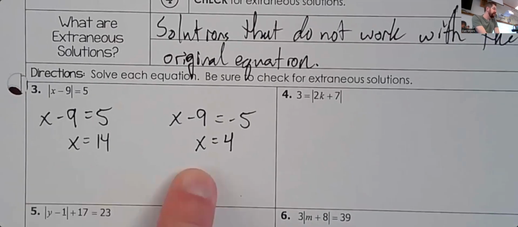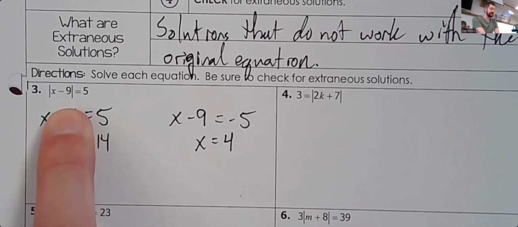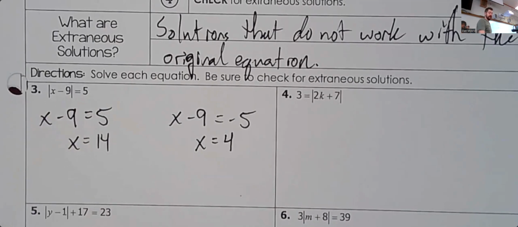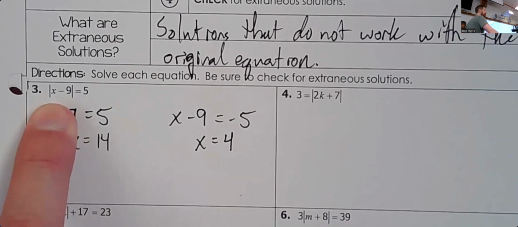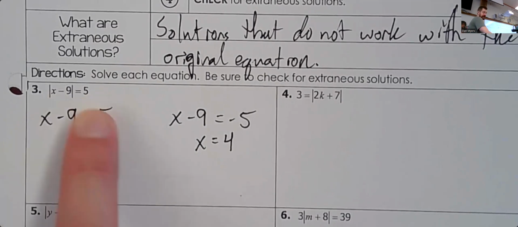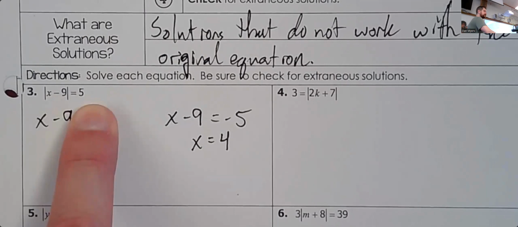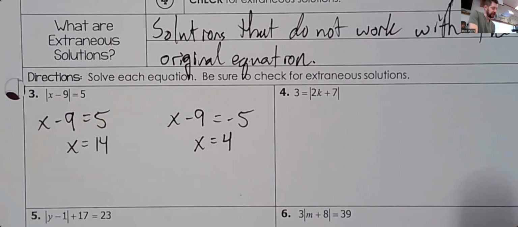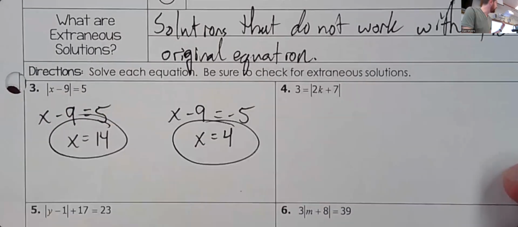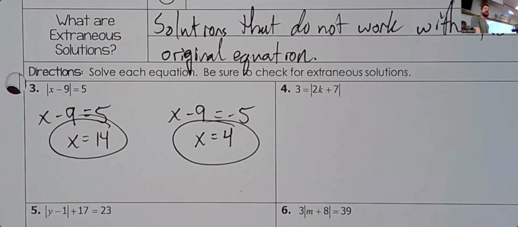And so we're saying that those are both valid options for x back with our original absolute value. Let's just double check them real quick. What does 14 minus 9 equal? 5. All right, absolute value 5 is 5. That's fine. How about 4? What's 4 minus 9? -5. Is -5 5 away from 0? Yeah, all right. So these are both good. So both of those are correct answers.